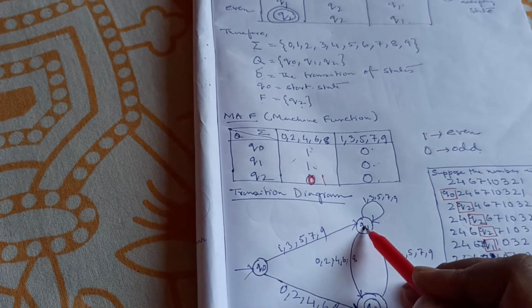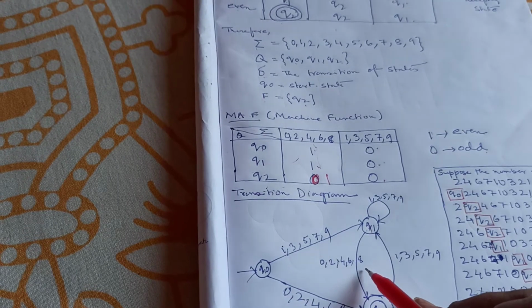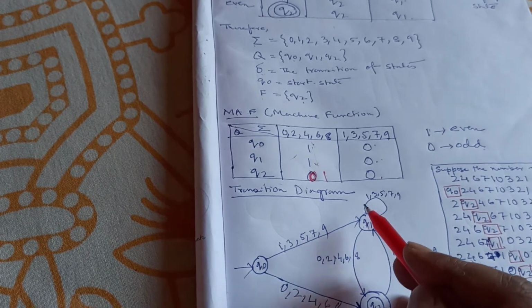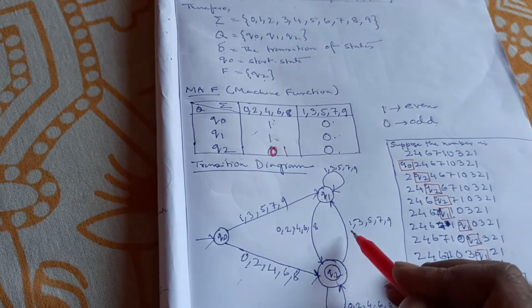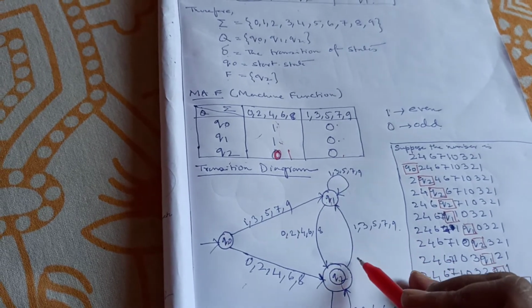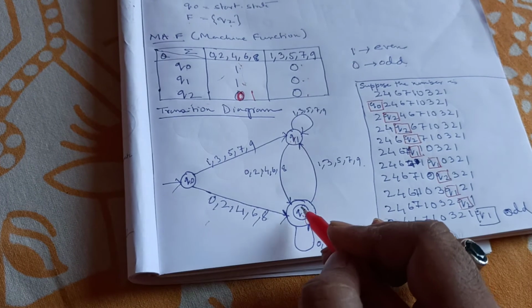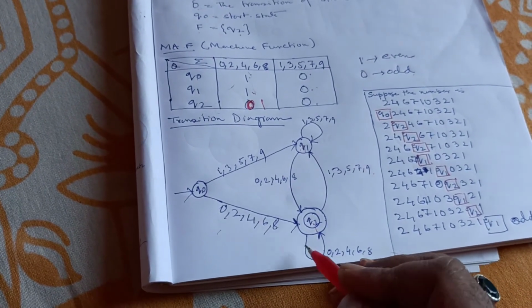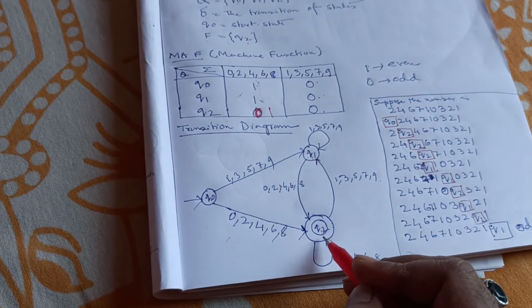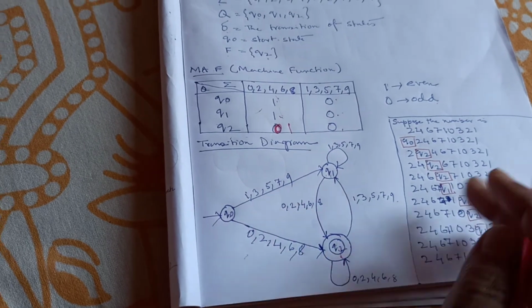Now you are in state Q1 but you get 0, 2, 4, 6, 8 as input, so you will move from Q1 to Q2 state. Now you are in state Q2, you get 1, 3, 5, 7, 9 as input, you should move to Q1 state. Suppose you are in state Q2 and you get 0, 2, 4, 6, 8 as input, you should stay in Q2 state. So in this way we can draw the transition diagram.